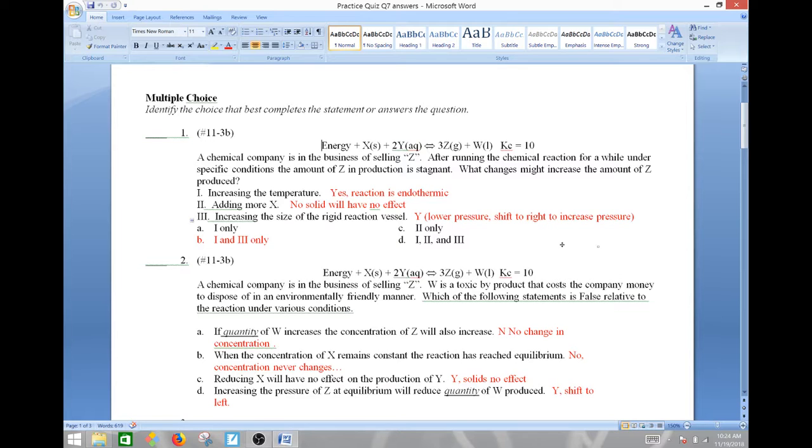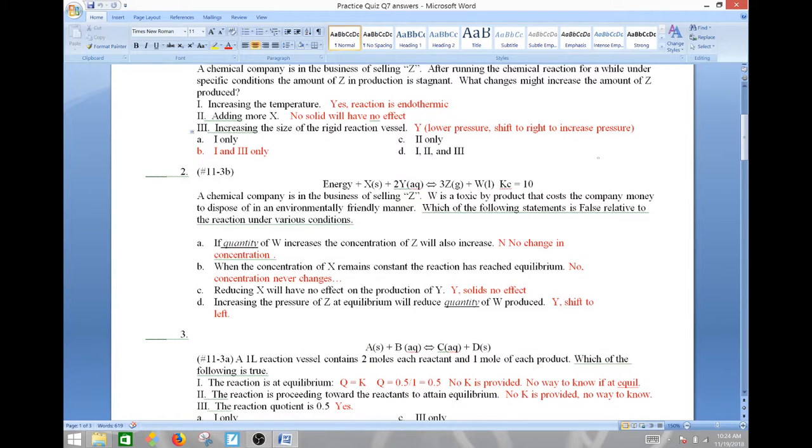So this is going to be 1 and 3 only. Number 2, the chemical company is in the business of selling Z. Which of the following statements is false relative to the reaction under various conditions?